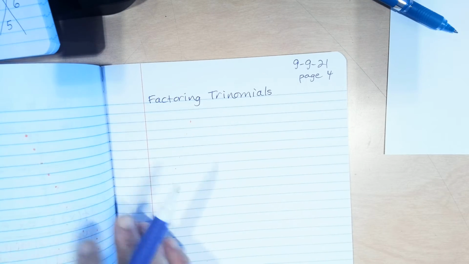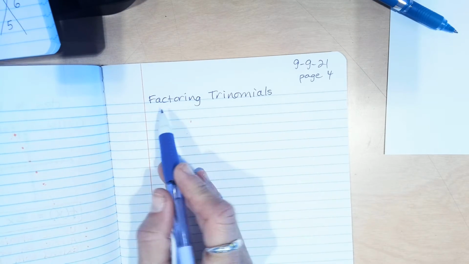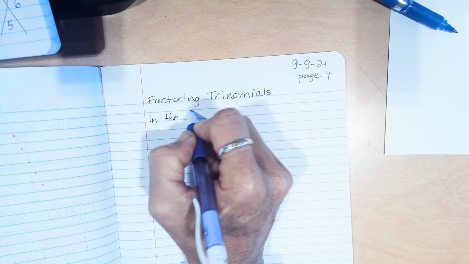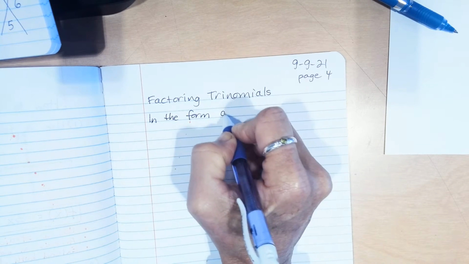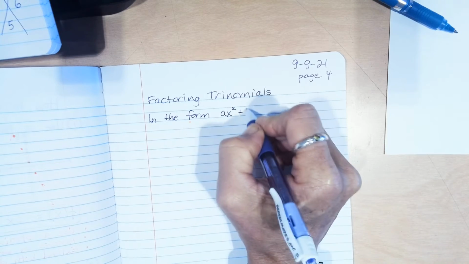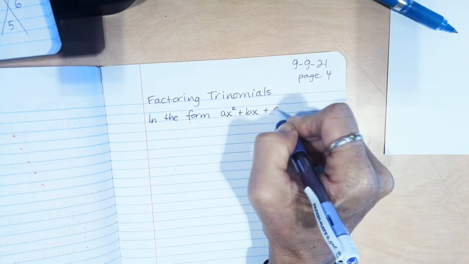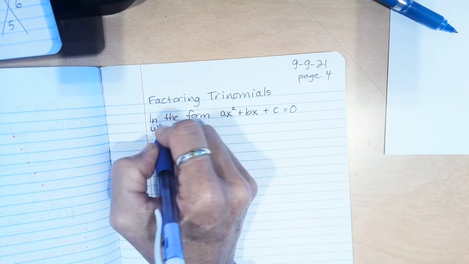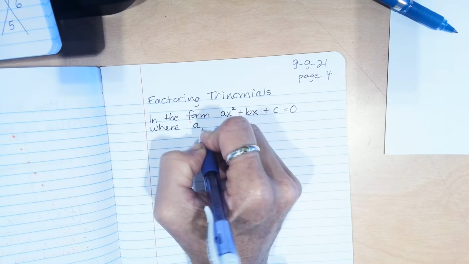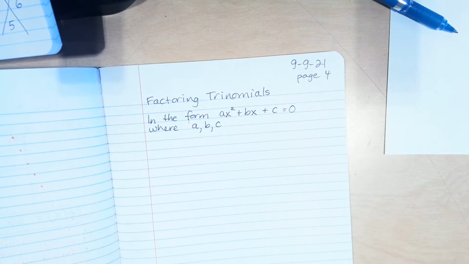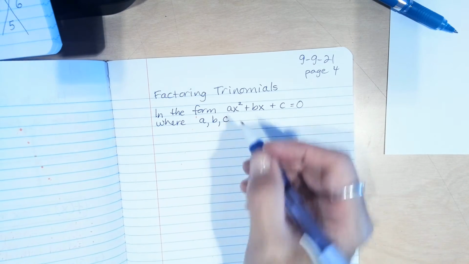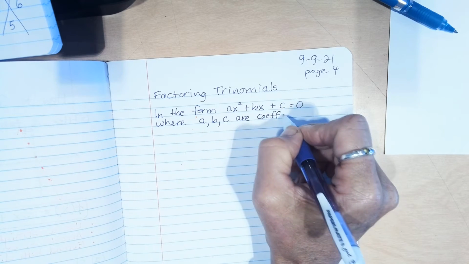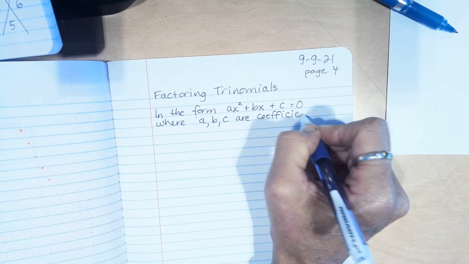Okay? So, trinomials are going to be in the form ax squared plus bx plus c equals 0, where a, b, and c are the coefficients. Okay, so they're the numbers in front of the x's. Coefficients.